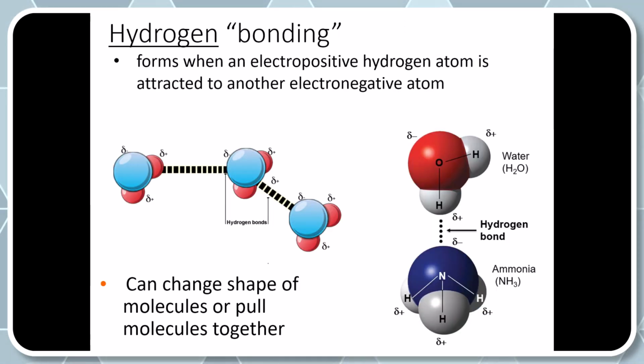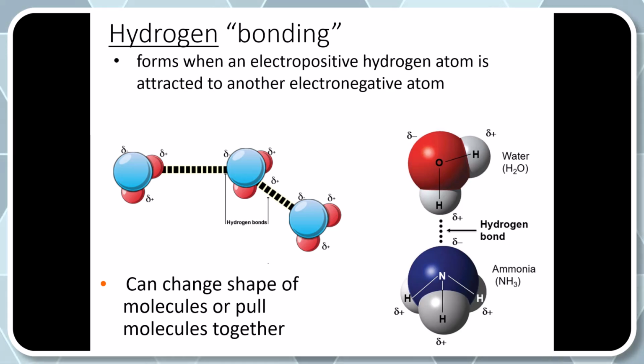Hydrogen bonding is the last kind of bonding that we're going to talk about. It's not really bonding in the same way as the other types of bonds were, though, because there's not a transfer of electrons or a sharing of electrons. Hydrogen bonding happens when a partially positive hydrogen atom is attracted to another atom that has a partial negative charge. This is different than ionic bonding because these atoms don't have a full positive or full negative charge. These partial differences in charges are due to unequal sharing of electrons.